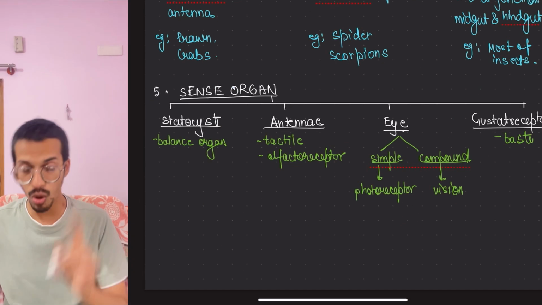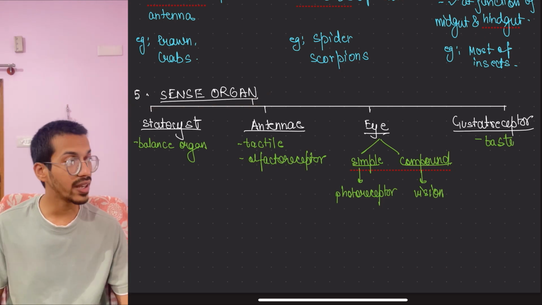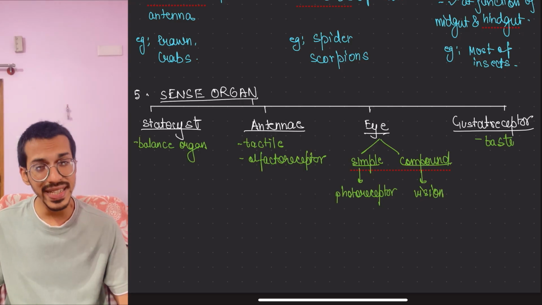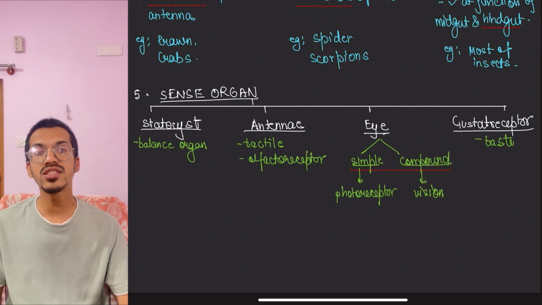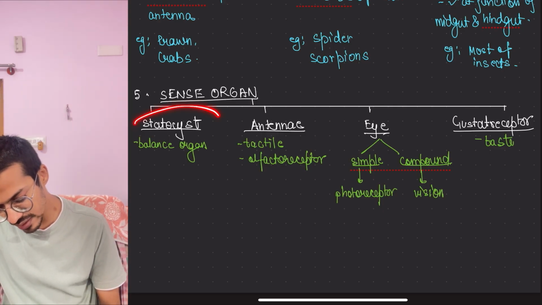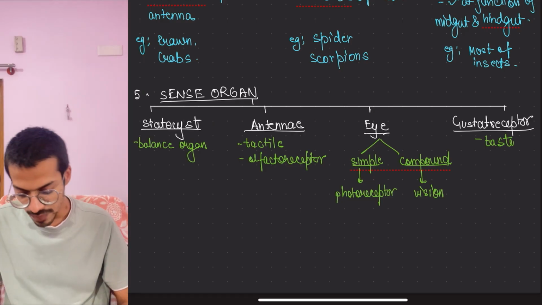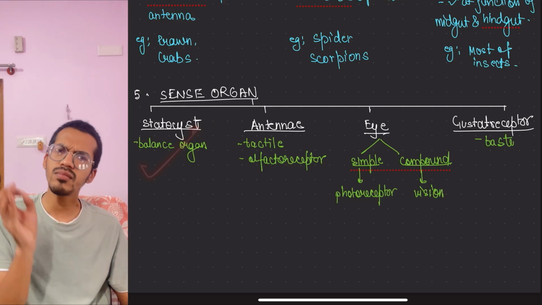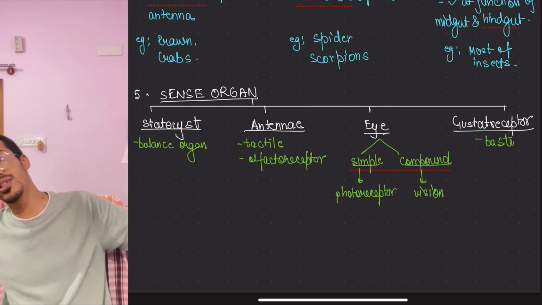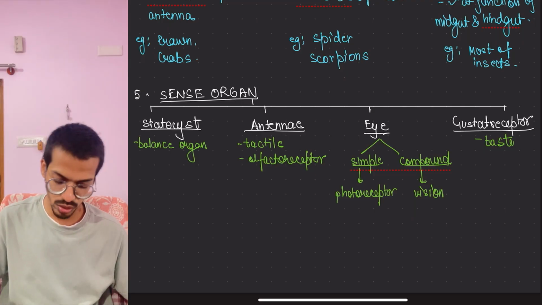Next comes the sense organs. Senses are like: I can see, I can talk, I can walk, I can feel the temperature difference, I can smell, I can taste. So what are the sensory organs present in them? Very important: number one is the statocyst, which comes as an example a lot of the time in your PYQs. Statocysts are the balance organs, so they help in balancing. When someone is flying, how the mosquito and flies fly is because of the statocyst sense organ.